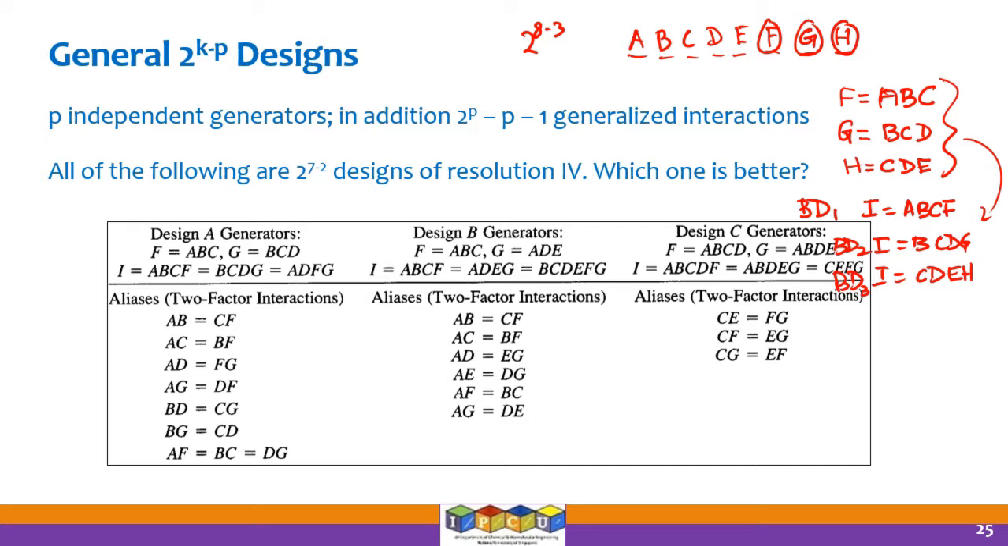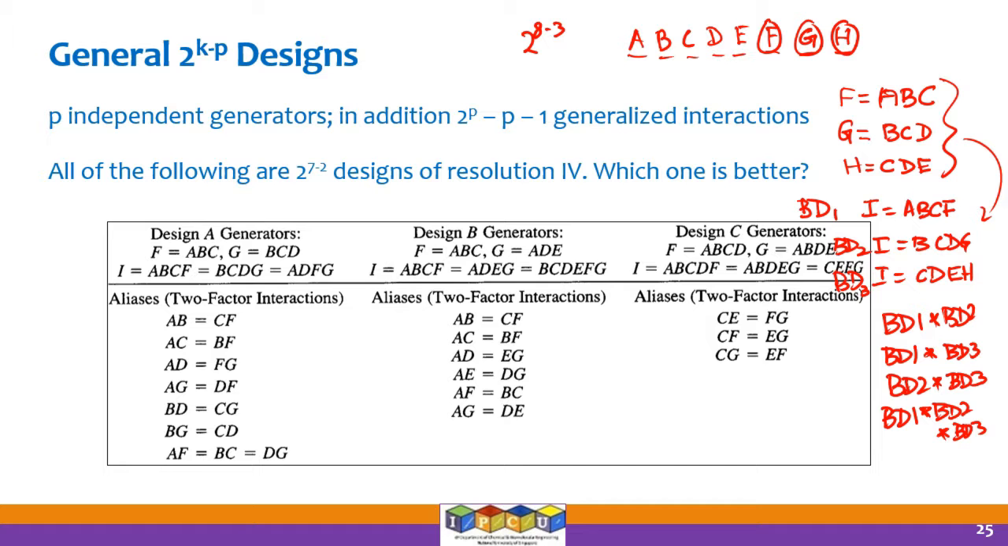Now I can multiply BD1 with BD2 to get a new generator. I can multiply BD1 with BD3, and I can multiply BD2 with BD3 to get the three generalized interactions. And then I can take BD1 multiplied with BD2 and multiply it with BD3 to get another generalized interaction.